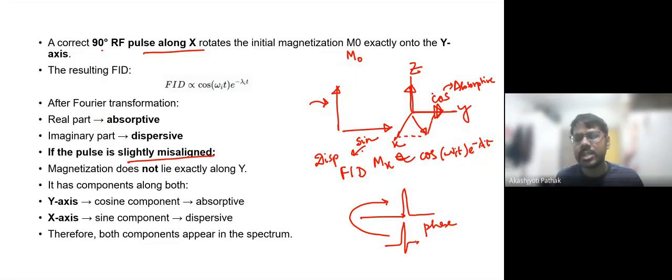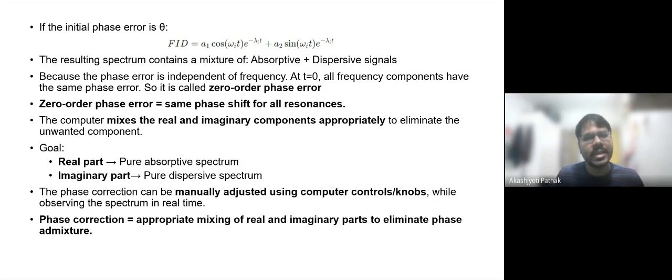After correction of this zero order phase error, you can convert this signal to a purely absorptive signal. If the initial phase error is theta, that means it is misaligned. You are applying the RF pulse not exactly as a 90-degree x pulse, but it is shifted by an angle theta. So the resulting spectrum will contain a mixture of both absorptive and dispersive signal, because the phase error is independent of the frequency. At t equal to 0, all the frequency components will have the same error. So it is called a zero order phase error, and it gives the same phase shift for all resonances.